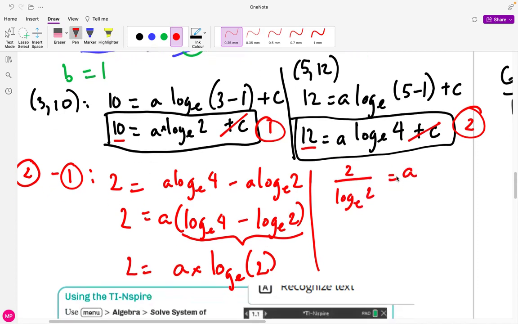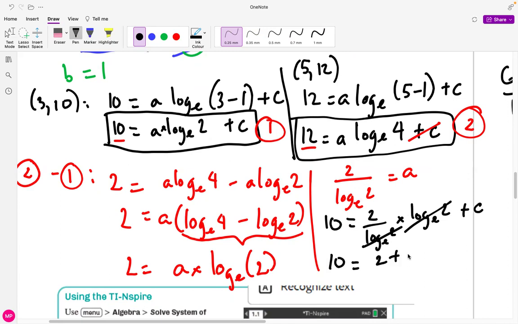Once I solve for A, I can substitute back into the other equation. I can solve for C. All right, let's do the first equation here. So I have 10 equal A, which is this, 2 over log A of 2, and then times by log A of 2 plus C. So log A of 2 cancels out with log A of 2, so you will have 10 equal 2 plus C. You will have C equal 10 minus 2 is 8. There you go.